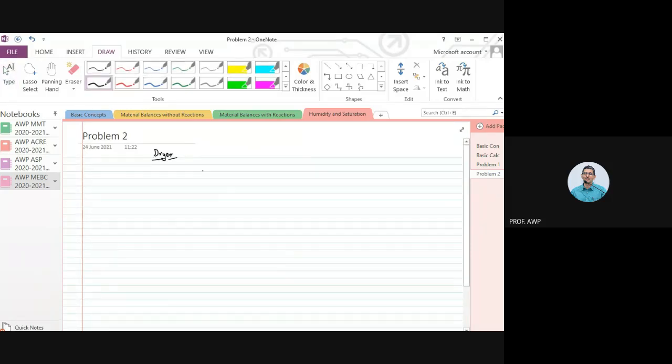So let's say there is a process dryer, and let's say something that we are drying. Let's say we are drying milk. Milk, if you dry, what do you get?